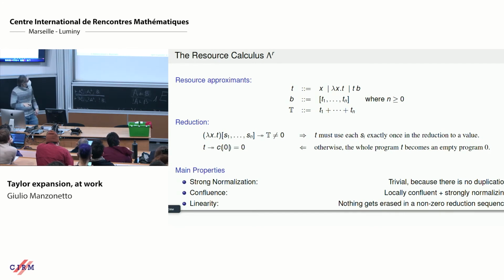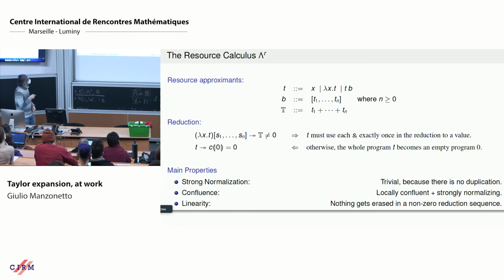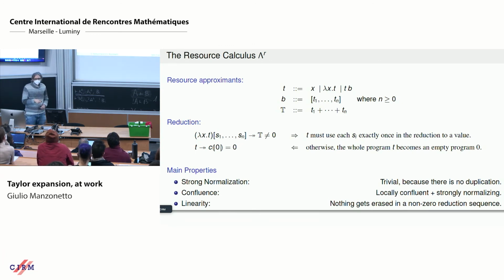And this calculus can be proved to be strongly normalizable. And this is trivial because there is no duplication. And every time you contract a redex, a lambda x disappears. It is confluent, which is also easy to prove because it's locally confluent and strongly normalizing. So you just apply Newman's lemma. And it is linear in the sense that nothing gets erased in a non-zero reduction sequence.